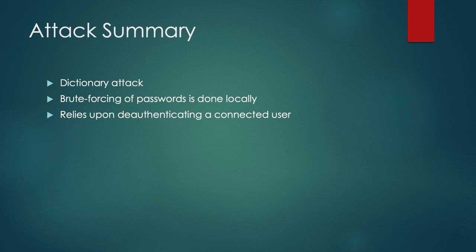AirCrack essentially performs a dictionary attack on an access point, meaning it only tests potential passwords from a provided list. The benefit of this attack is that the brute forcing of these passwords is done locally on the attacker's computer, which means that the access point has no idea that potentially hundreds of thousands of passwords are being tested against it. However, this attack does require at least one client to be connected to the access point. Otherwise, this attack will not work, and that is due to the deauthentication part.